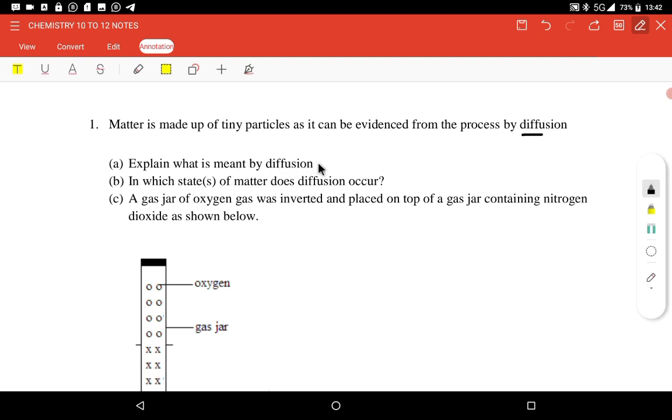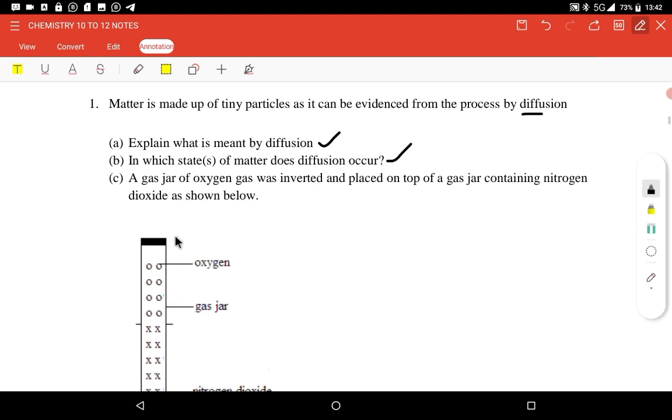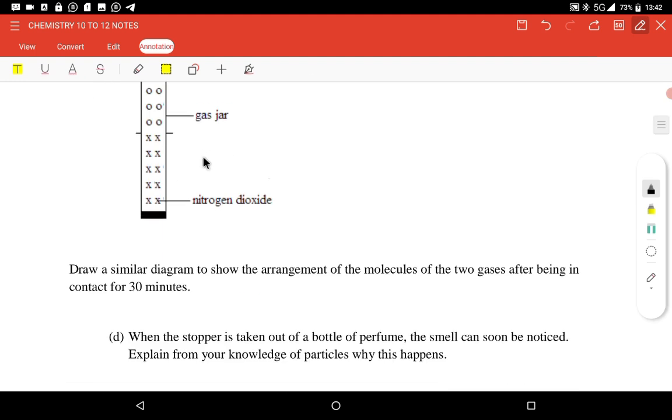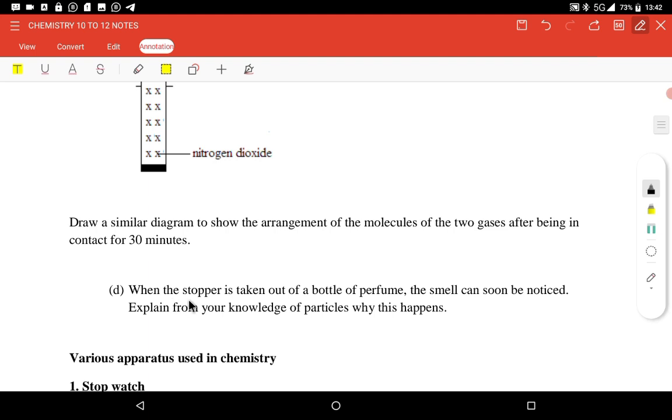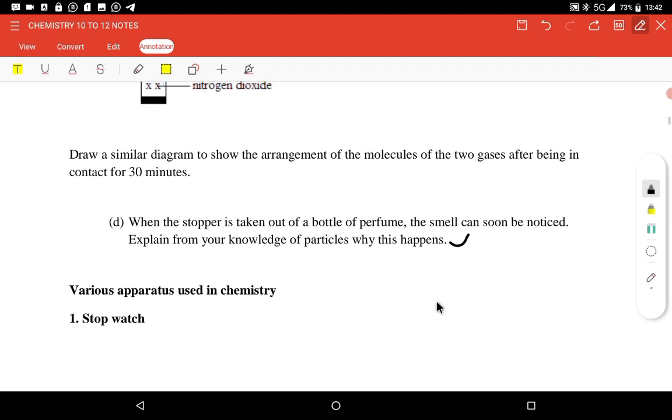What is meant by diffusion? I've given the definition. In what state does diffusion occur? Liquid and gas. And then there are other questions here that you can answer. When the stopper is taken out of the bottle, the smell of perfume can be noticed. Explain from your knowledge of particles why this happens. Also, you should answer this one. Those doing tuitions with me should answer these questions that are here.